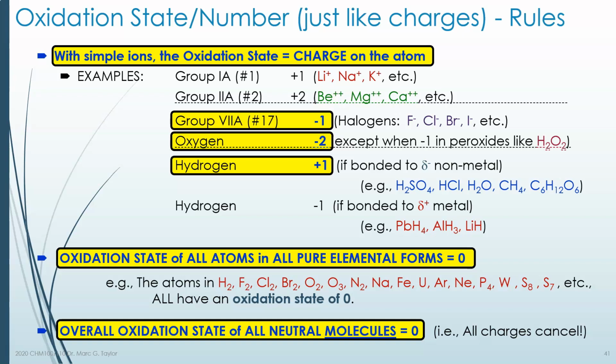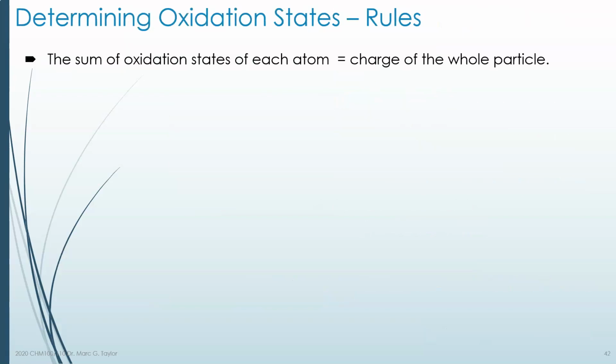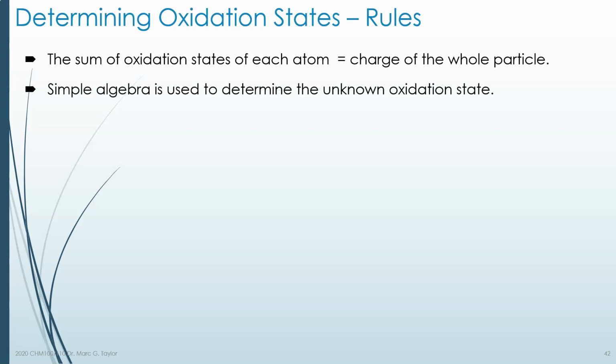And if you use these three sets of rules here, you can determine the oxidation state of all the other atoms in a specific compound. The sum of the oxidation states of a neutral compound will always be 0. But the sum of the oxidation states of all the atoms in an ion will be the charge of the whole ion, the whole particle. So we use simple algebra to determine the oxidation state, and I'll show you some examples that'll make it more obvious what this actually is about.